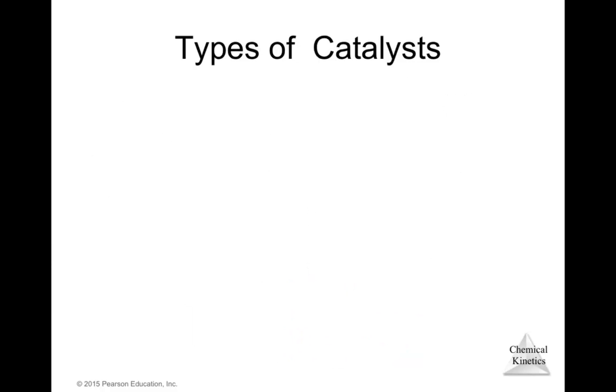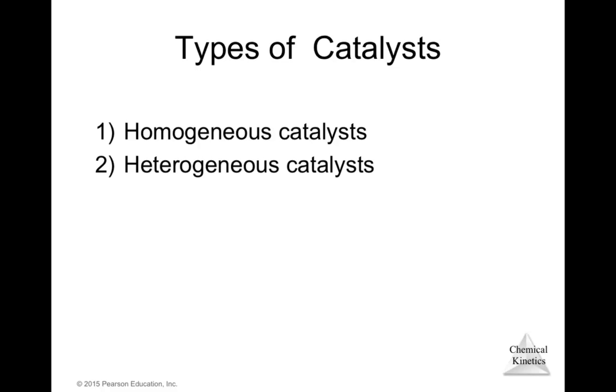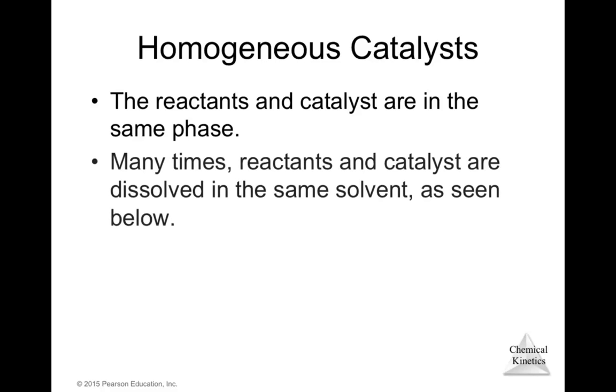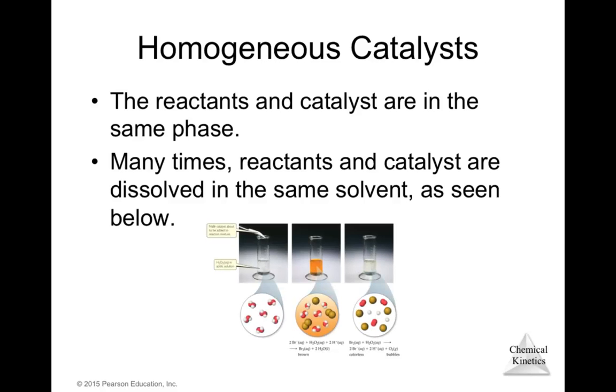We have three types of catalysts. The first one is homogeneous, then heterogeneous, and the enzymes. In a homogeneous catalyst, the reactants and the catalyst are in the same phase. Many times, reactants and catalysts are dissolved in the same solvent, as we can see in this example. Both of them are in the same phase, liquid.